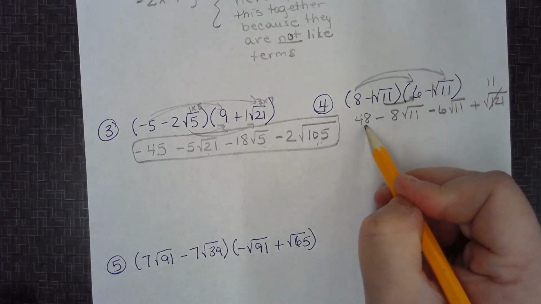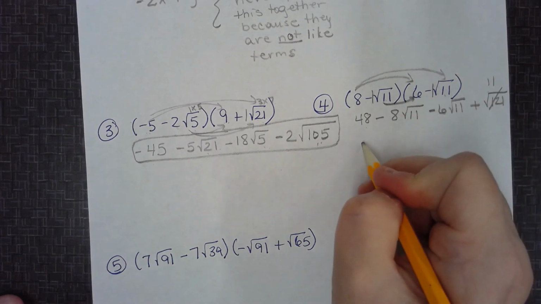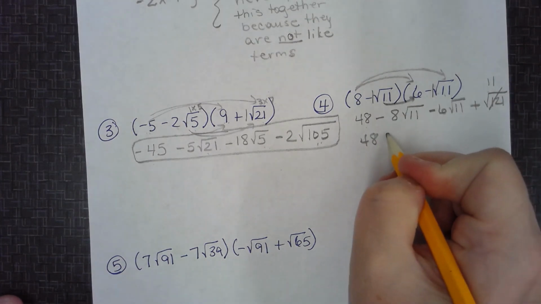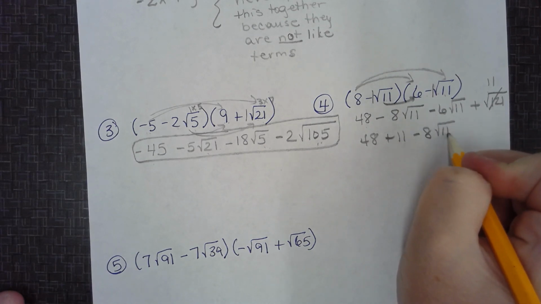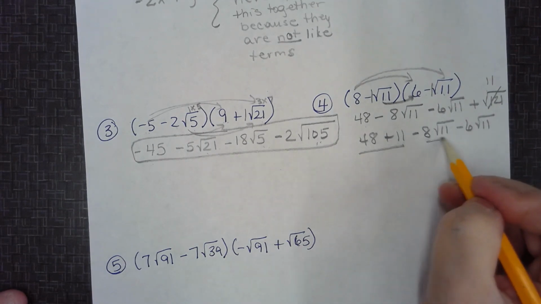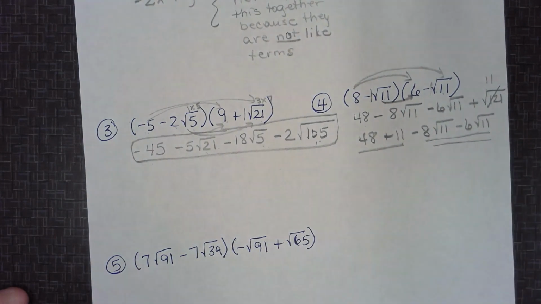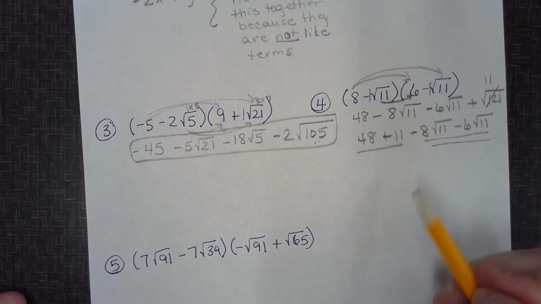All right, so if you look at this, there's a lot of stuff going on here. You've got this whole number 48 and this whole number 11. Well, you can put those together. So let's organize this. 48 plus 11, and then I've got minus 8 radical 11 and minus 6 radical 11. We can put these two together, and believe it or not, this time we can put these two together. Why? Because these are the same kind. They are like terms. They're both radical 11s.